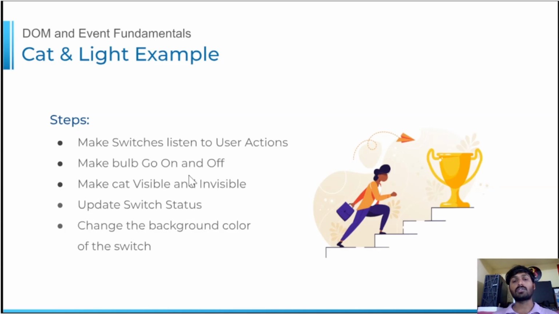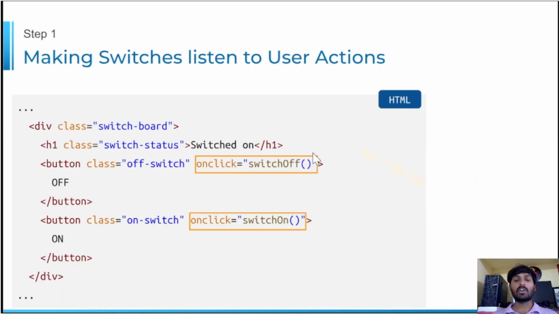Make the bulb go on and off. Make the cat visible and invisible. Update the switch status. Change the background color of the switches. Okay, let's do this. First of all, we have to add some function calls. Two function calls, one for the off button and one for the on button. Here we have two buttons. When we click these two buttons, the HTML and CSS will change.